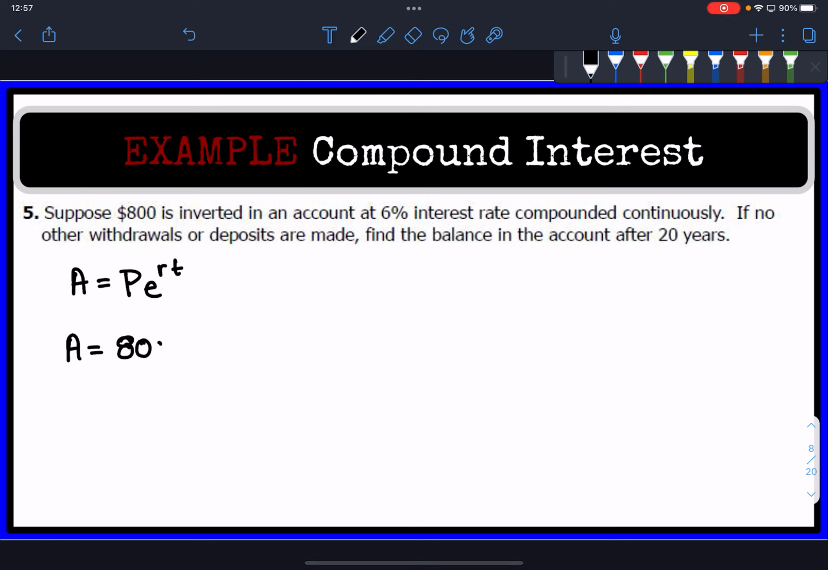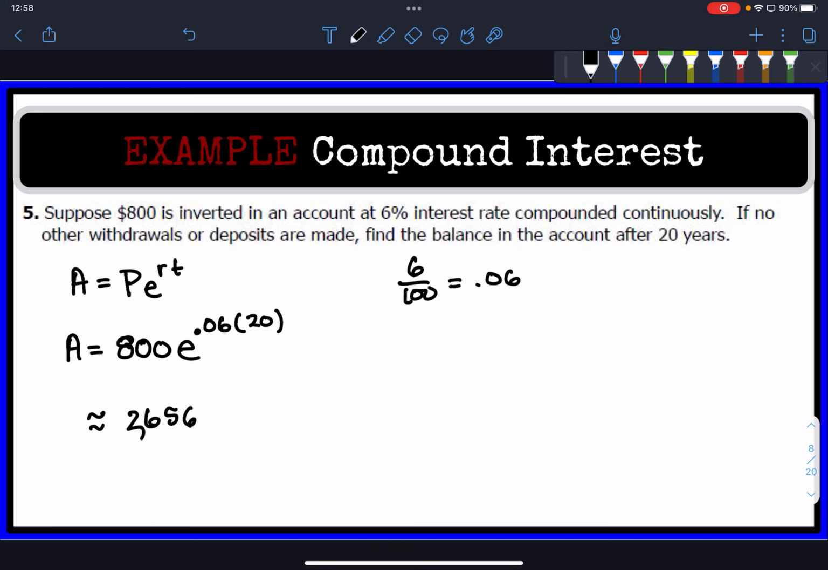So we'll start with the $800. We'll multiply by e raised to 6%, which is 6 out of 100, which is 0.06, and we're going to multiply it by 20 years. We're going to get a total that's approximately $2,656.09. So this is what that is equal to.